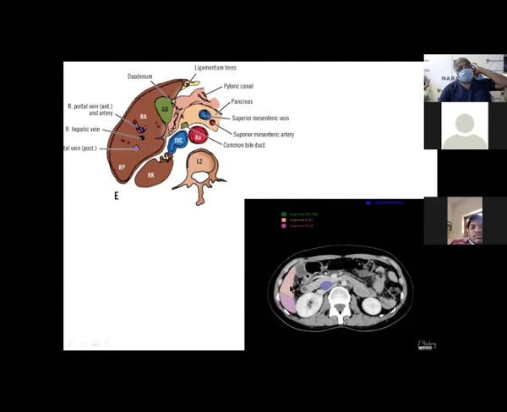This is segment right posterior. Inferior, right posterior, superior. Correct? That is segment 6 and 7.